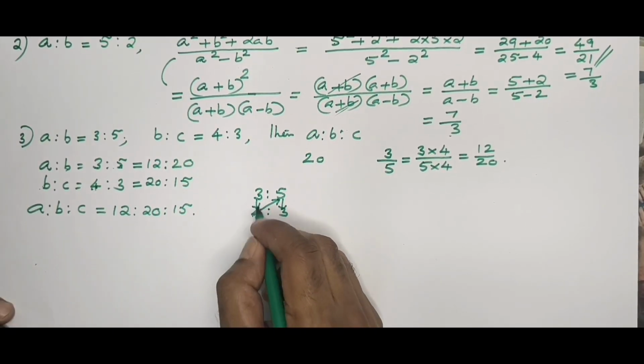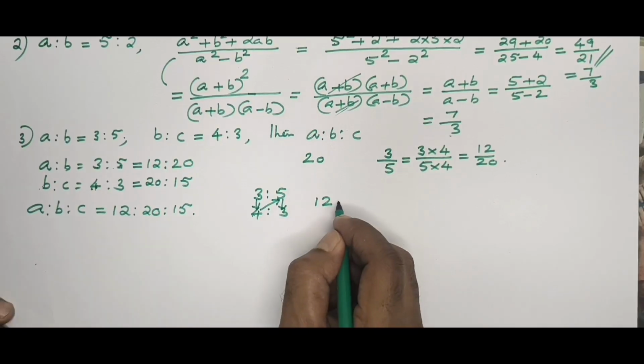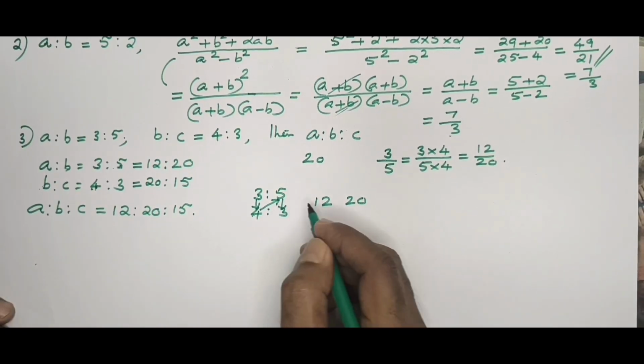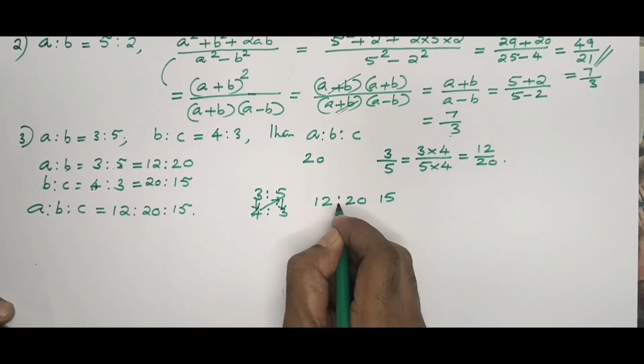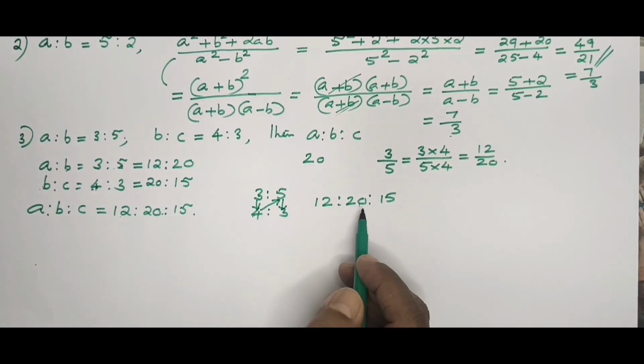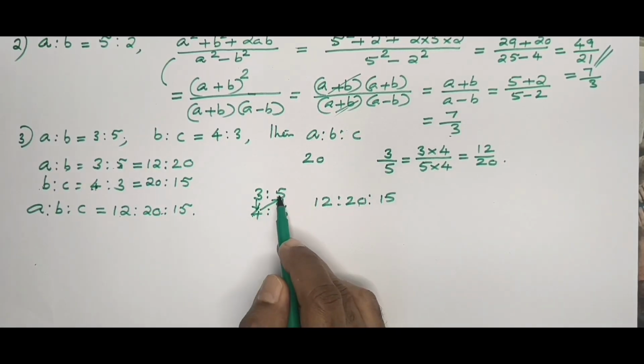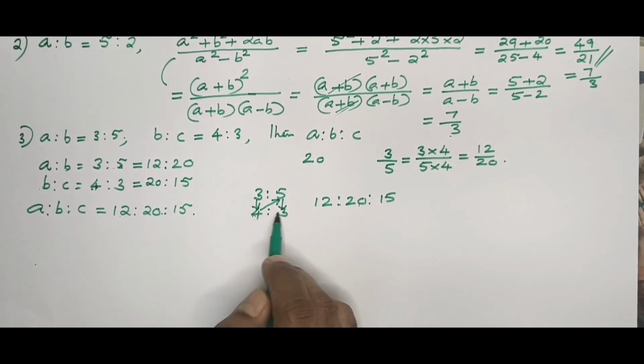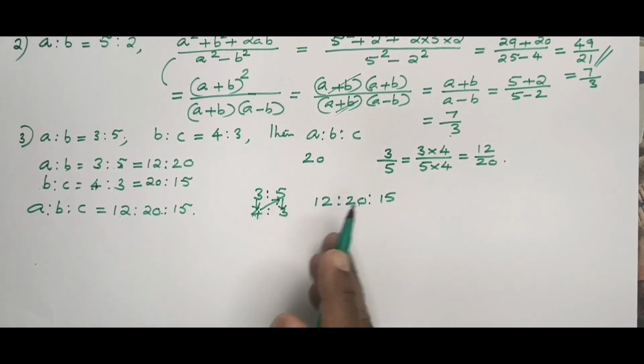So when you multiply 3 by 4, you get 12. When you do this sort of multiplication, you get 20. And this one, 15. This is a shorter way to get to the value of A is to B is to C. If you are given A is to B as some ratio and B is to C some other ratio, this is what I meant by combining two or more ratios.